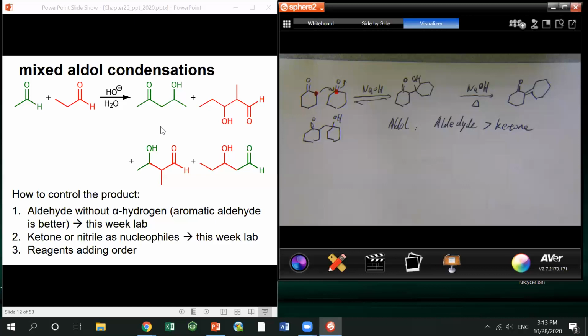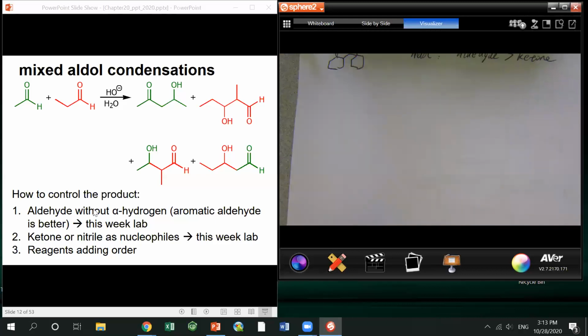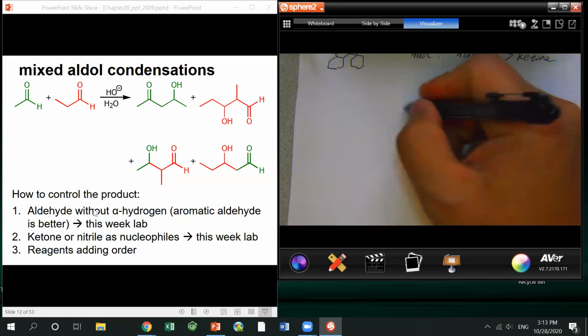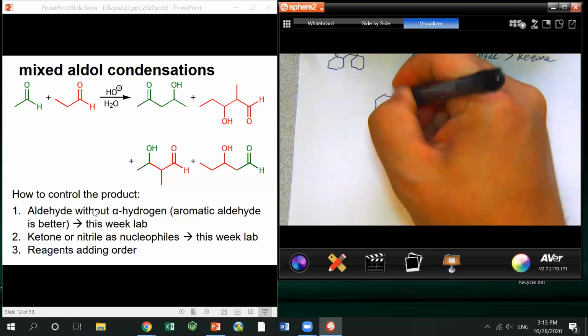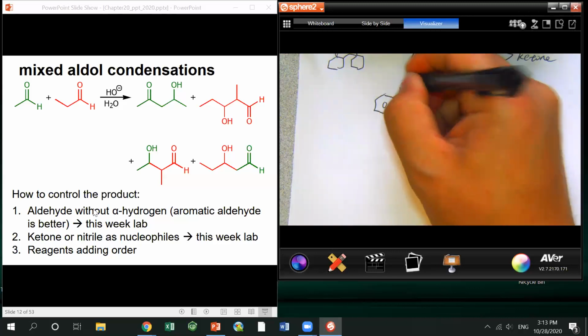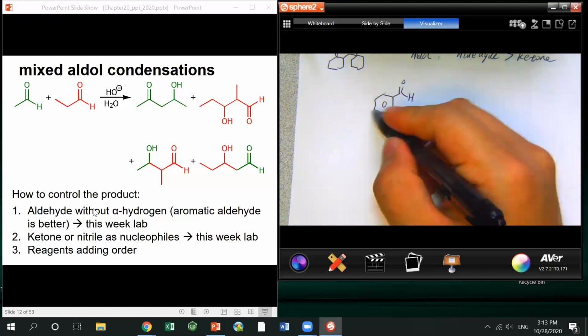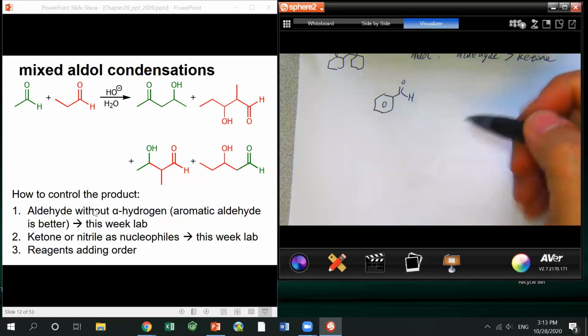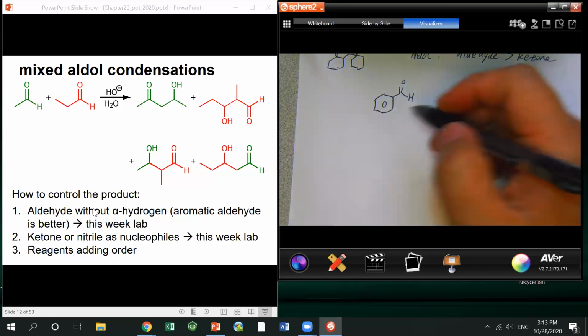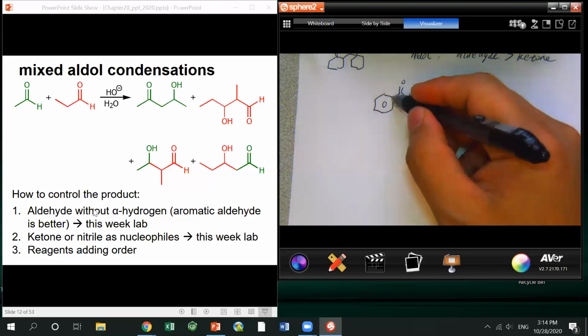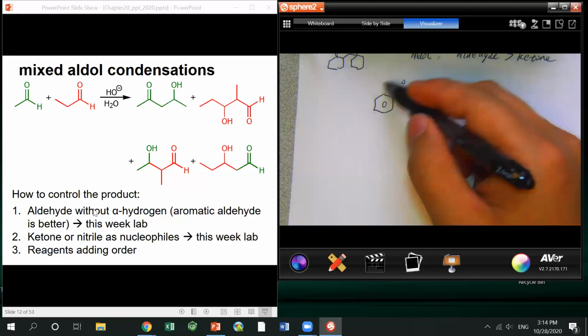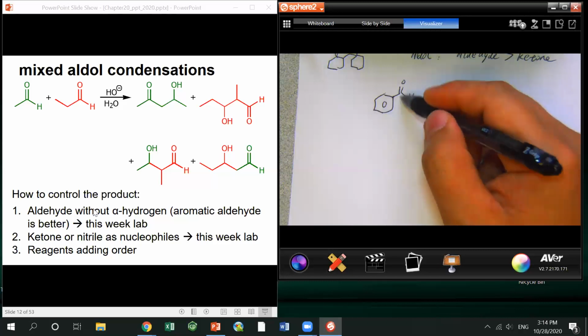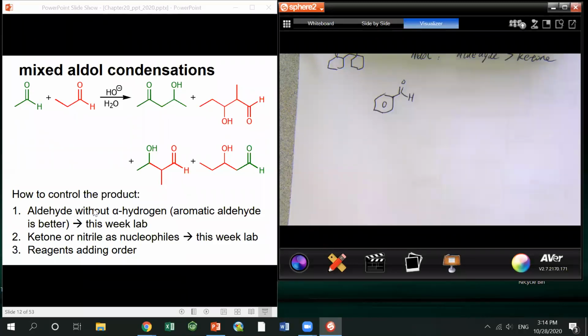One way is to use an aldehyde without alpha hydrogens. That's related to the experiment we will do this week. This week the unknown is a benzaldehyde, all based on benzaldehyde, with some other substituents on the benzene. For benzaldehyde, you can see this is the alpha carbon, but there's no alpha hydrogen on it. So it cannot be used as a nucleophile and can only be attacked by others. This molecule only contributes the carbonyl carbon.